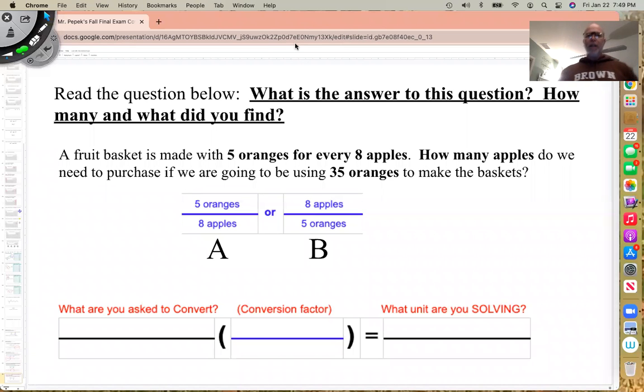The next question, what is the answer to this question? So read this fruit basket question and tell me what is the actual answer, okay? This will have a number and a word, like you'd say, there's 22 cars or 18 bicycle wheels. I want to know what is the actual answer to this problem.